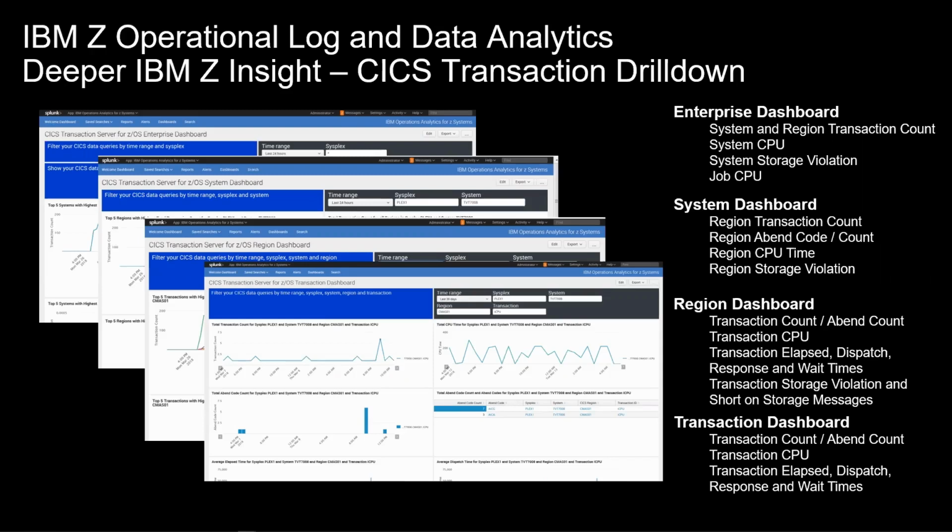And then take it a step further and drill down into that region and start taking a look at all the transactions that make up that CICS region. So what are the different transaction counts and ABEND counts that are part of that? What are the transaction CPU times? Are we starting to see any short on storage messages? And then go down and look at the transaction level details. So how is this transaction performing within CICS?